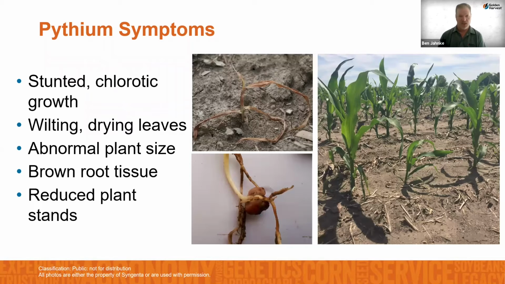Some of the symptoms of Pythium you can see in the upper left picture here, with the stunted, chlorotic growth, wilting and dry leaves as well. In the picture to the right, a plant of abnormal size. And then the lower left picture shows brown root tissue when you dig up young seedlings. All of these issues can lead to reduced plant stands.